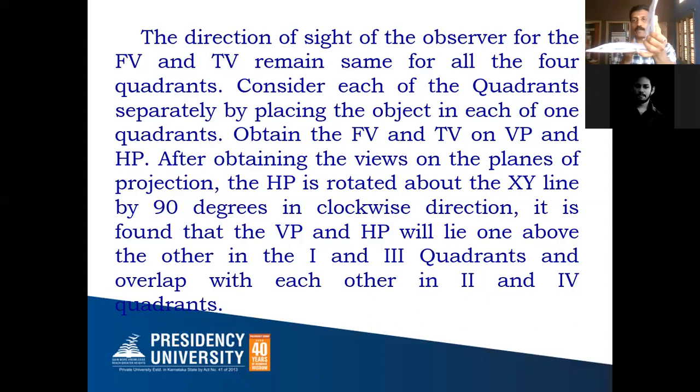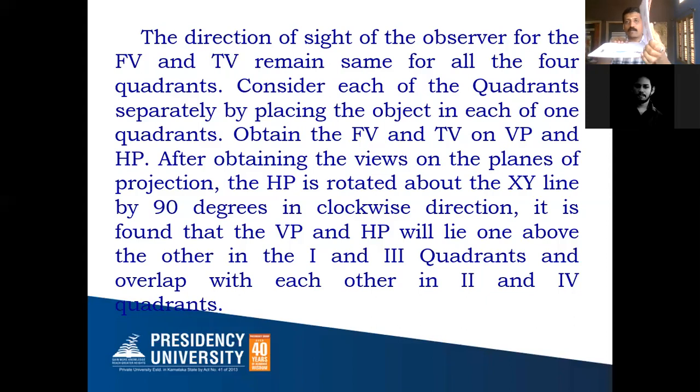So this is the first quadrant. If you see from the top, the top view we get in the horizontal plane. If you see from the front side, the front view we get in the vertical plane. So how do we draw both the front view and top view on the same two-dimensional sheet or your sketchbook? Remember this. To draw this, we always need to rotate the horizontal plane by 90 degrees in a clockwise direction.